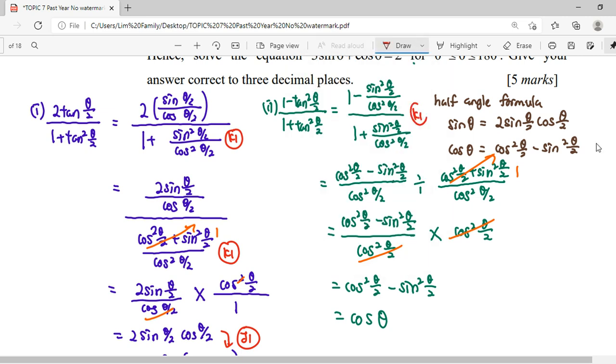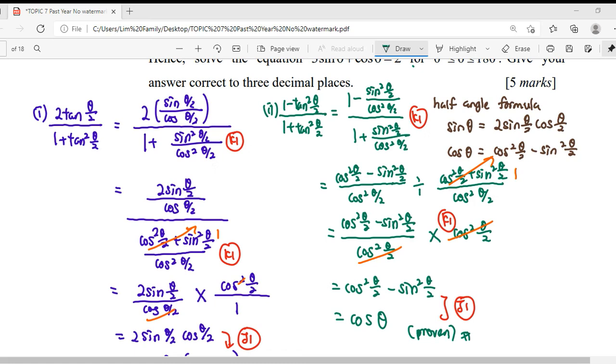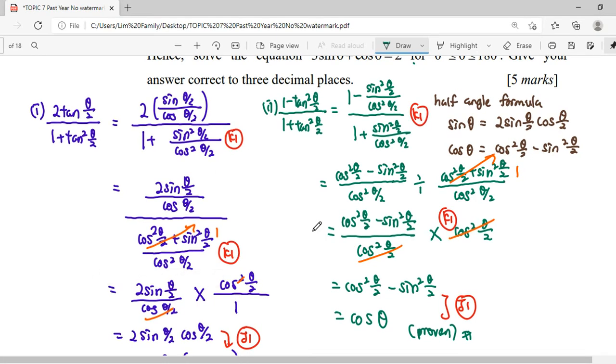So from here, this is our working. The first one, simplify it and get to the answer. So this one, proven. Then we continue to the next question here.